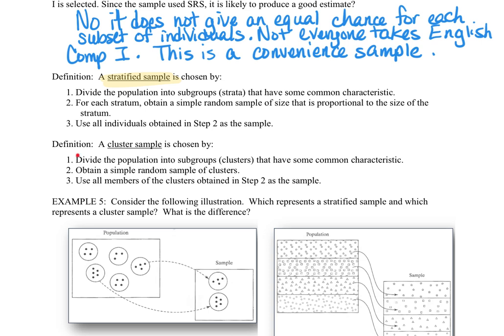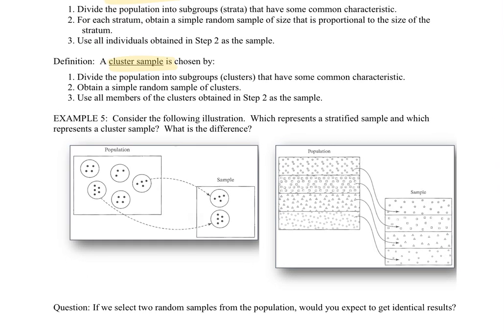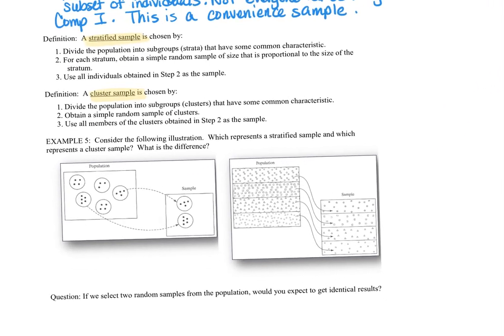Okay? Another definition, a cluster sample. A cluster sample is chosen by one, divide the population into subgroups or clusters that have some common characteristic. Two, obtain a simple random sample of clusters. And then three, use all members of the clusters obtained in step two as your sample. So we're going to put this all in the same view.